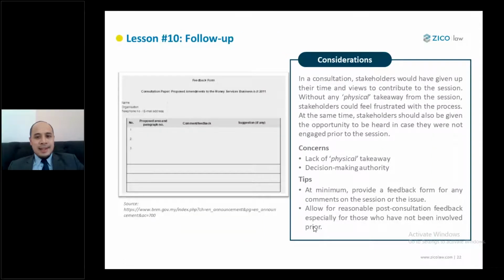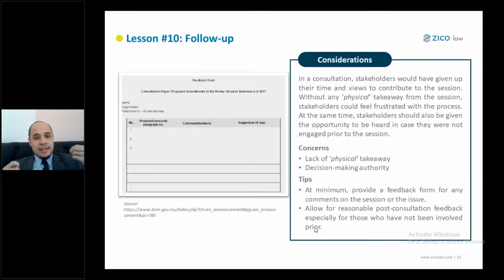Okay, now this is the last lesson, which is providing an opportunity to follow up. There are two things to talk about here. One is the lack of physical takeaway. And what do I mean by that? Everyone appreciates being consulted. You're invited to a session, you go there, you give your input, you have the buffet lunch, and then after that, you make some friends, and then you go back. But sometimes you feel that something is missing if you leave empty-handed.